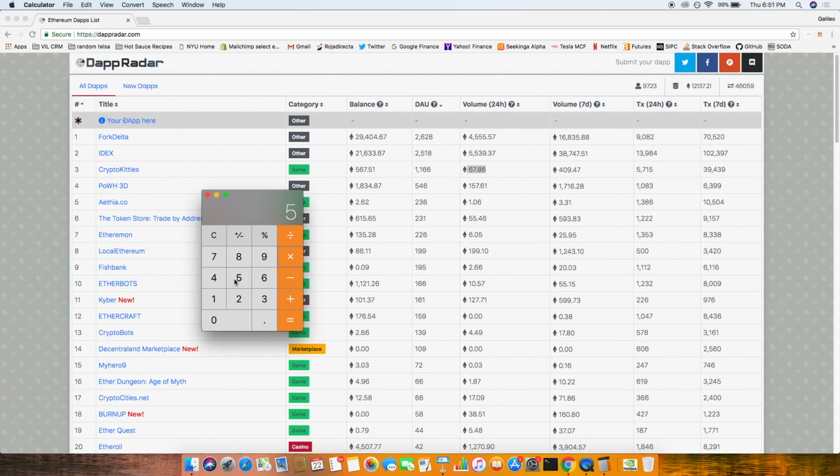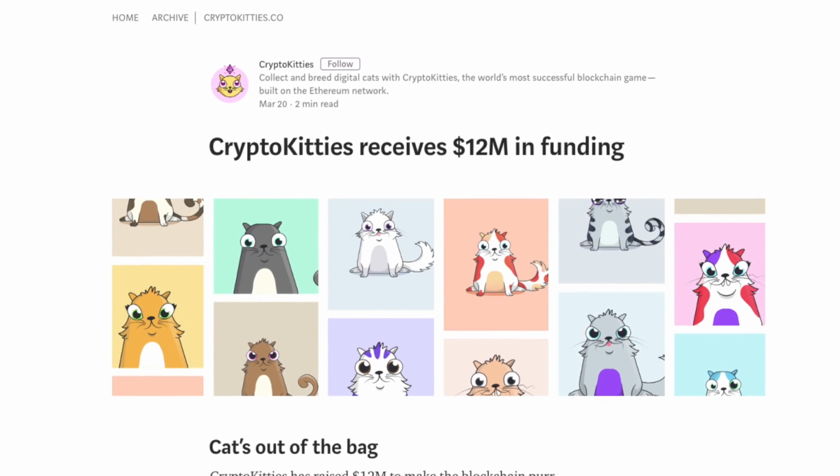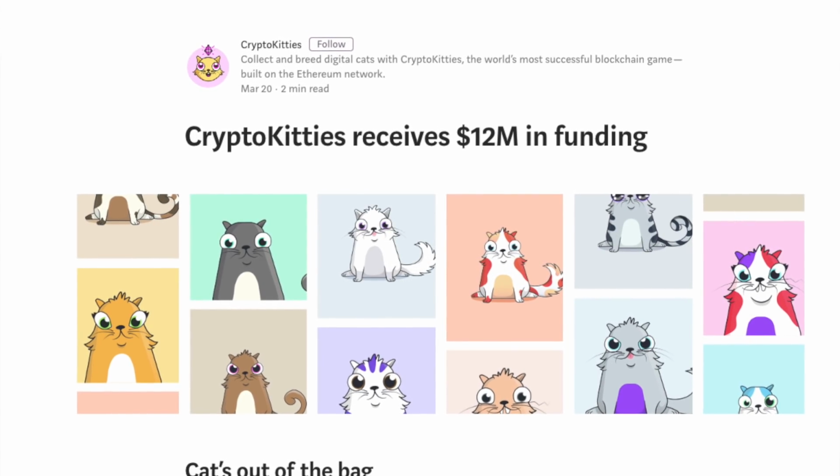And then we can multiply that by whatever the price of Ethereum is. And we see that CryptoKitties as a business is averaging about $500,000 in revenue annually based on today's run rate of transactions. I think that's such a fun way of calculating the earnings ratio of these projects. Oh yeah, it makes it obvious why Andreessen Horowitz invested in them.